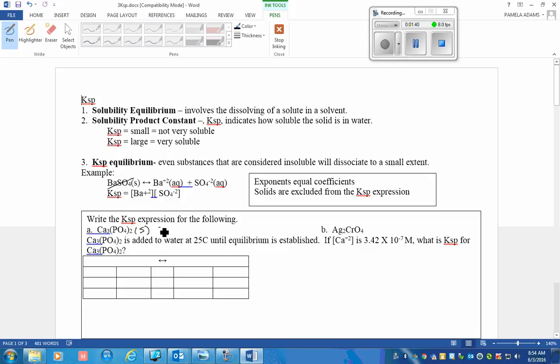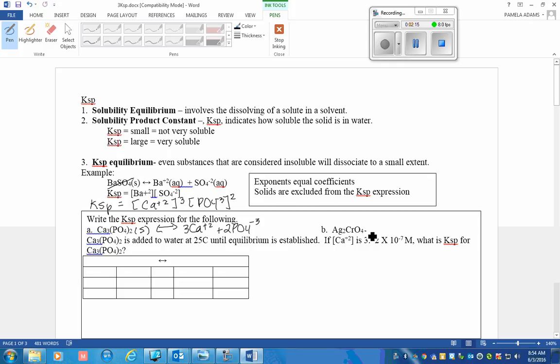Calcium phosphate is of limited solubility, but when it does dissolve, it breaks apart into 3 calcium ions and 2 phosphate ions. The KSP expression would exclude the solid, and it would show us the calcium ion, and we recall the law of mass action takes the coefficient and turns it into the exponent. So our law of mass action, our equilibrium expression, would take this form.